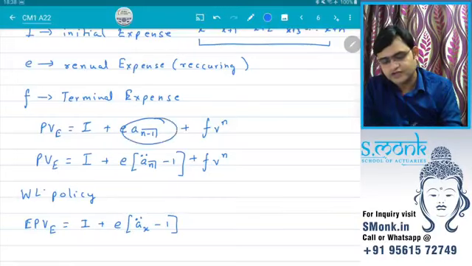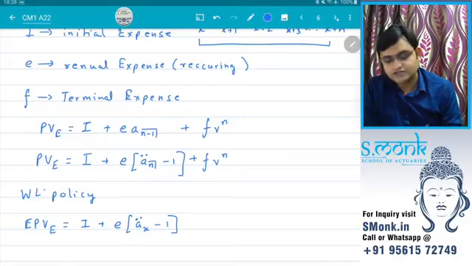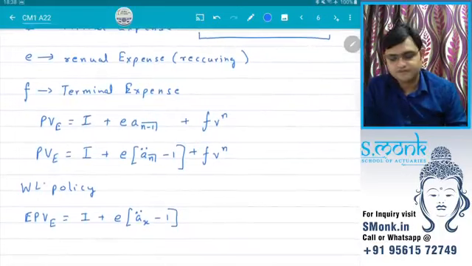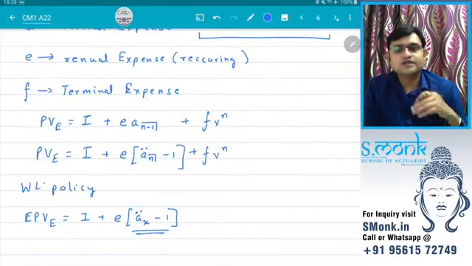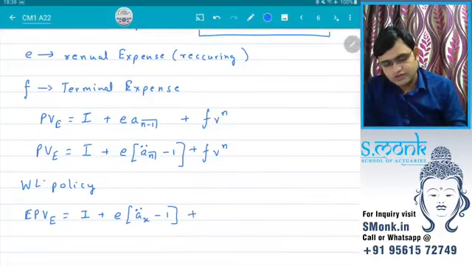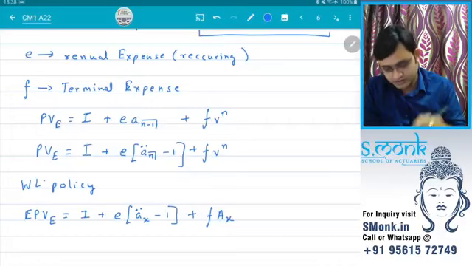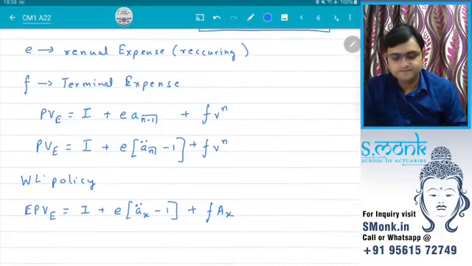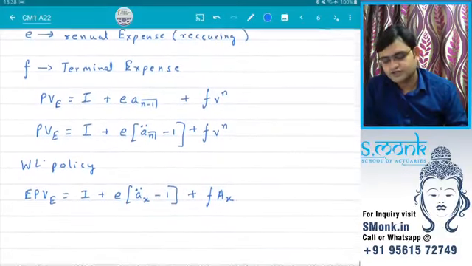You can definitely write it in terms of arrears, a x, but a x is nothing but a-due x minus 1. I prefer writing in this form. This is just consistent in every case. Plus the terminal expense will be F A x. You can see here v raised to n, so A x.